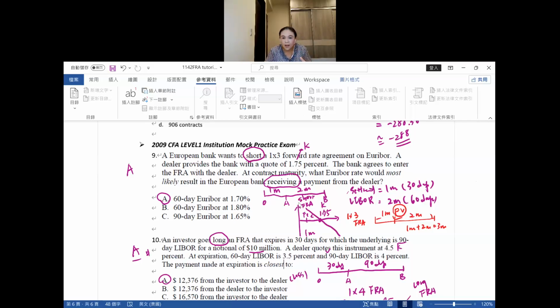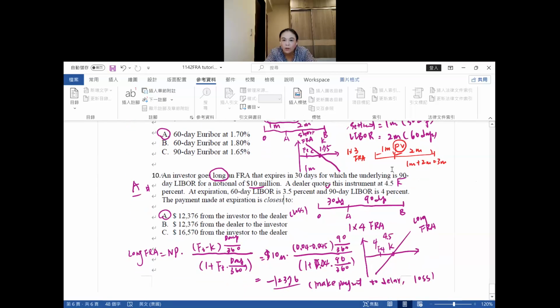Okay, so this question triggers 2 potential questions. One is the dates. Okay, so 1 times 3 means you are investing on 60 days. Secondly, you have to earn money in this short position. So that means your FT needs to be lower than K. Okay, so the answer would be A.